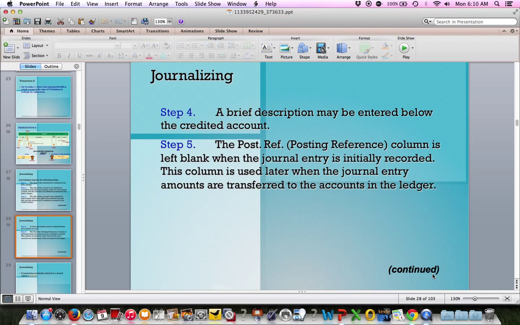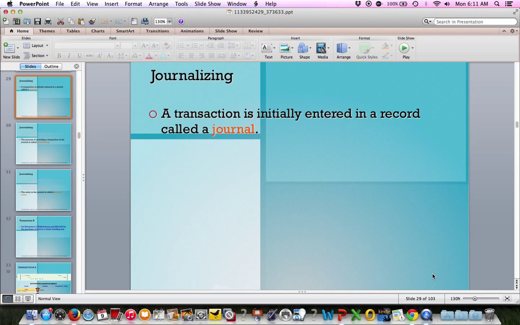Step 4 is the description, and then step 5 is the post ref, which stands for posting reference. We leave it blank until we go back and we do the posting, and then we just make a note that we've done the posting. Again, we're leaving ourselves some clues if we ever have to go back and trace through what we've done to look for mistakes. Unfortunately, it's really easy to make mistakes in accounting. You'll discover that on your own.